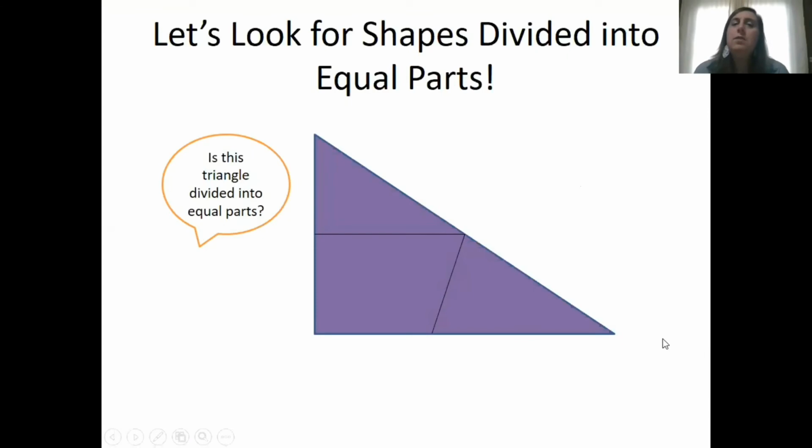Now this triangle is a little trickier. Is the triangle divided into equal parts? We can't make a guess. Even though this looks very similar to this, are they exactly equal? Yes or no? The answer is no. Even though they look like they could be similar, they're not the exact same. So we cannot use that as a fraction.